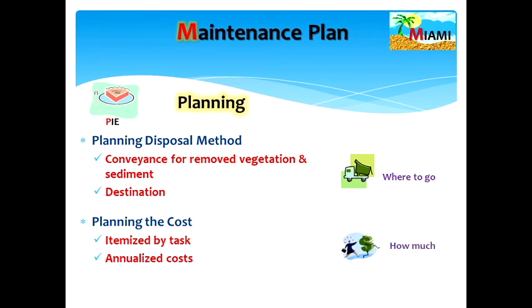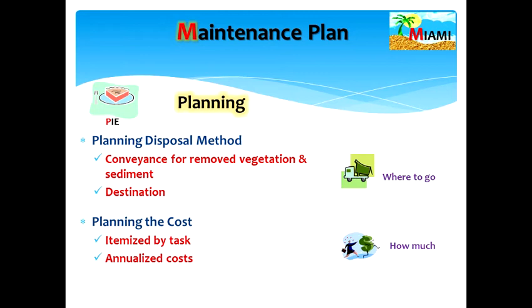The disposal method has to consider how to transport the removed vegetation and sediment to the disposal site. Measures may be necessary to prevent leakage of wet sediment during transport. And the site may be municipal or privately operated, or in some cases involve on-site disposal. Since permits are often required for disposal at these facilities, it is essential to plan ahead for the costs, the time, and the tasks associated with obtaining these permits.